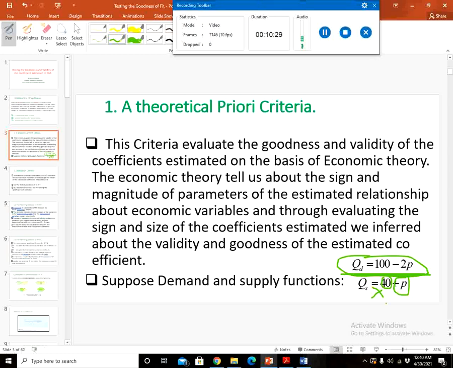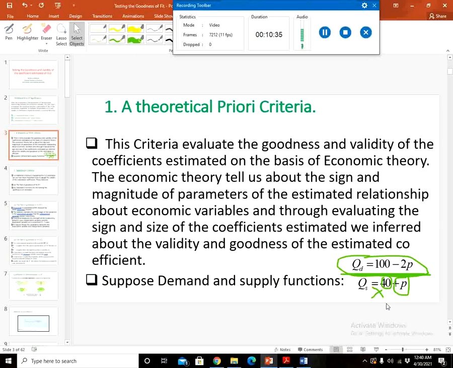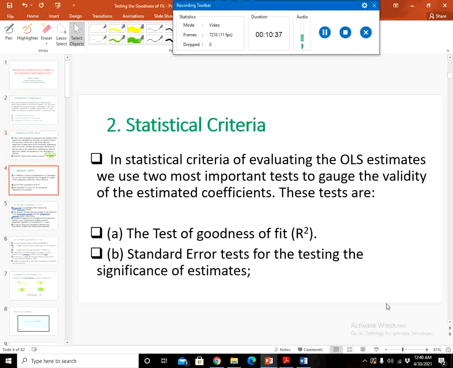Now there is the second criteria, that is called statistical criteria. We employ the statistical criteria or first order test criteria to gauge the significance, validity and reliability of the coefficients that we have estimated through ordinary least squares.